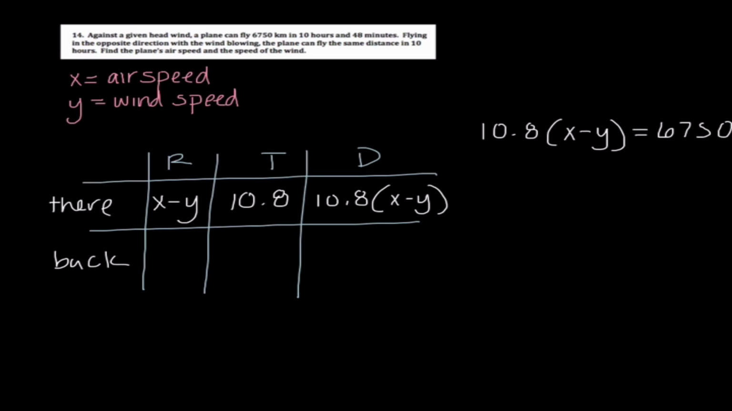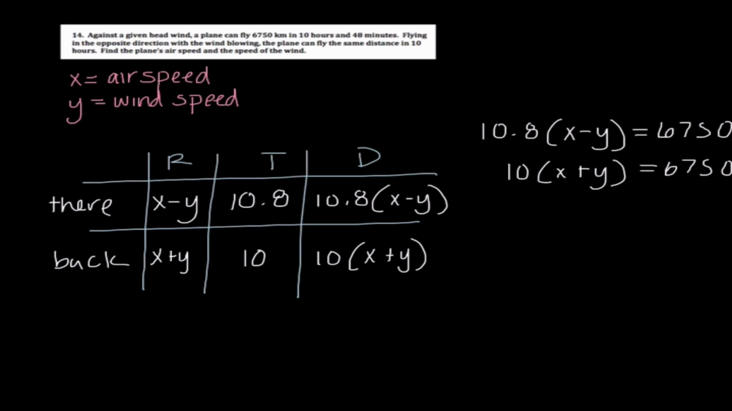Okay, my second equation is going to come from this information, and it tells me flying back with the same wind blowing. So this time it's helping me out. It's making me go faster, so I'm going to do x plus y. It tells me it takes 10 hours. So my distance is 10 times x plus y, and I'm going to set that equal to 6750.